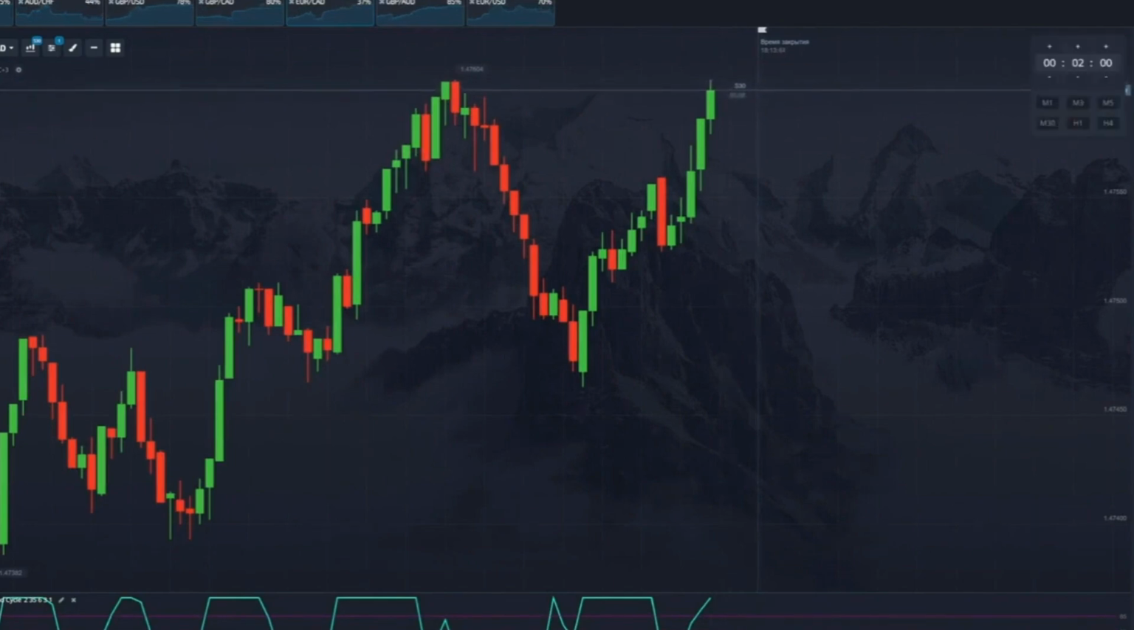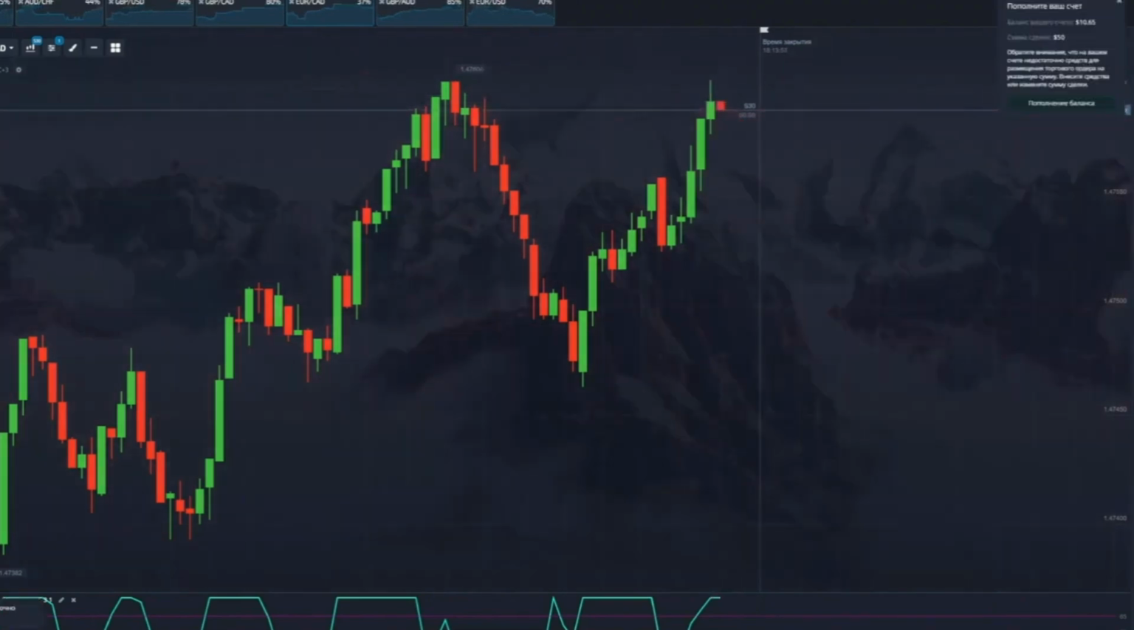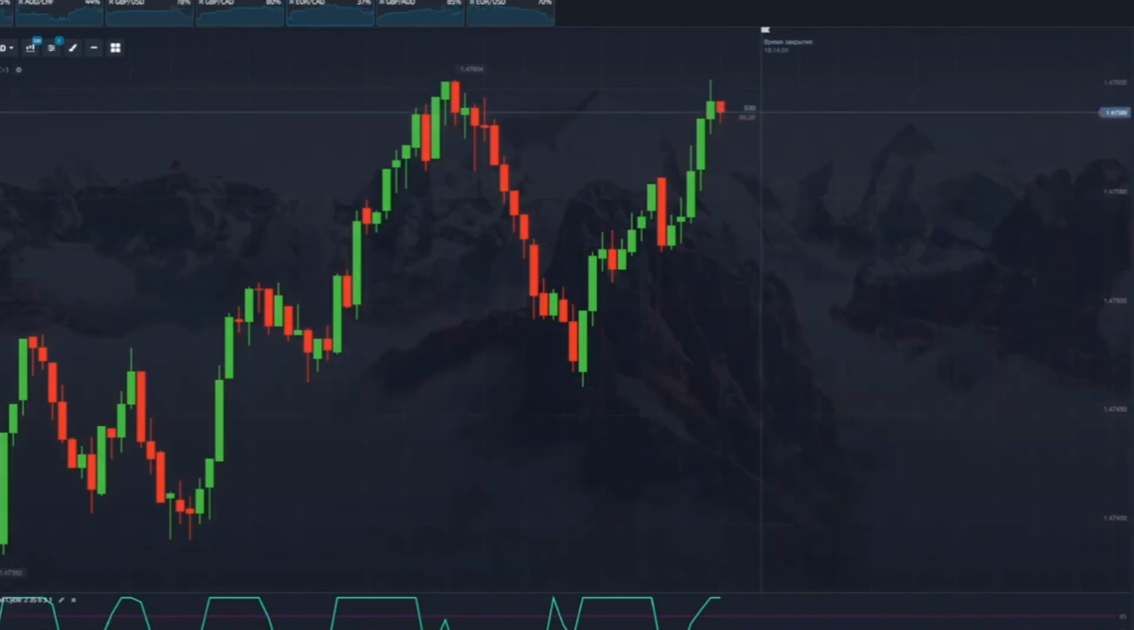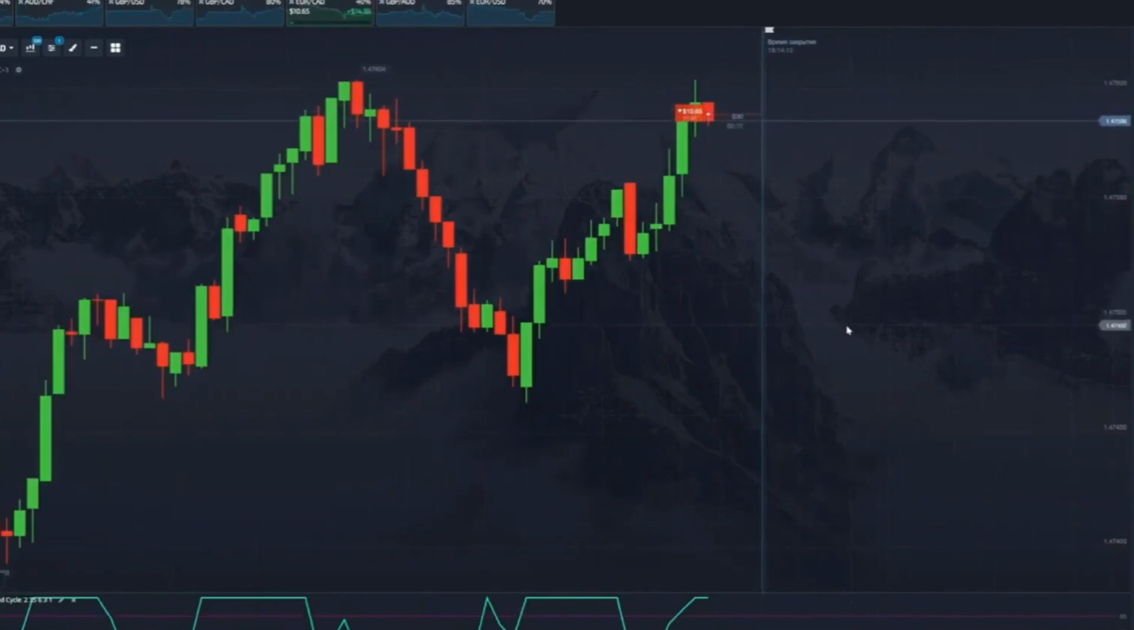Our expiration time will be exactly 2 minutes, so don't forget to set that. I'll be entering with $10. I accidentally clicked a different amount, I need to set it correctly. Here, we set the maximum balance. Let's see how much it's possible to earn using this strategy. I'm going all in, entering a down trade. And let's see what happens.